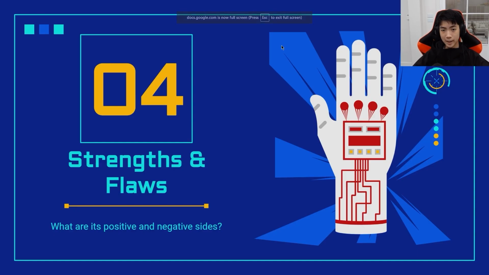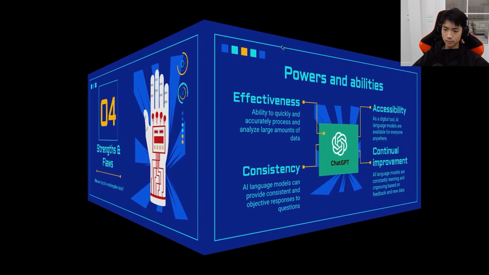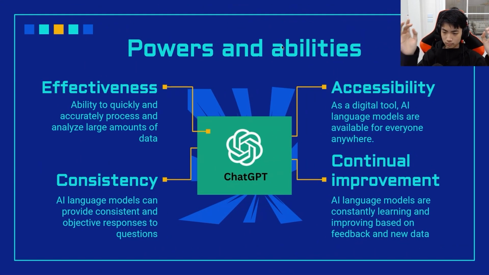So guys, welcome back to the slides. This is the same video. We're going to be looking at the strengths and flaws of ChatGPT. What are the positive and negative sides of ChatGPT? So the powers and abilities. There are 4 main powers: the effectiveness, accessibility, continual improvement, and consistency.